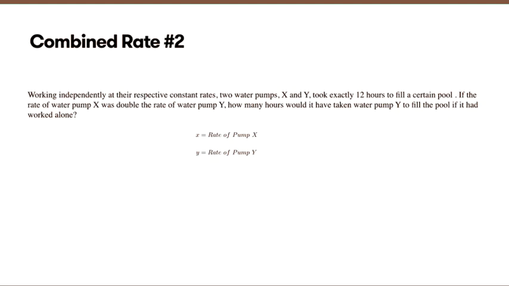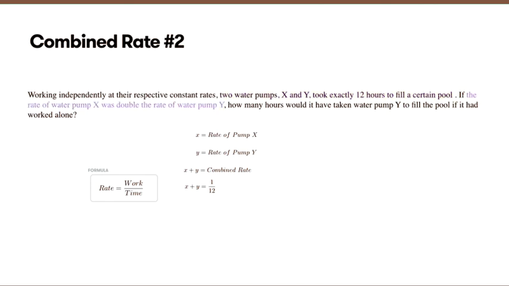What we know is that the sum of these rates will give us the combined rate. So let's solve for the combined rate. To do so, we'll use the formula rate equals work over time. In this case, we're told that when they work together, it'll take 12 hours to fill the pool. So their combined rate is going to be an output of one job divided by 12 hours.